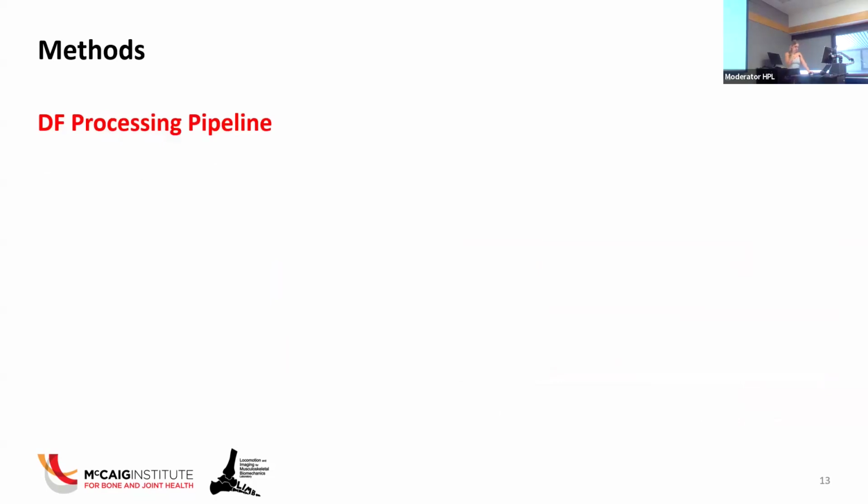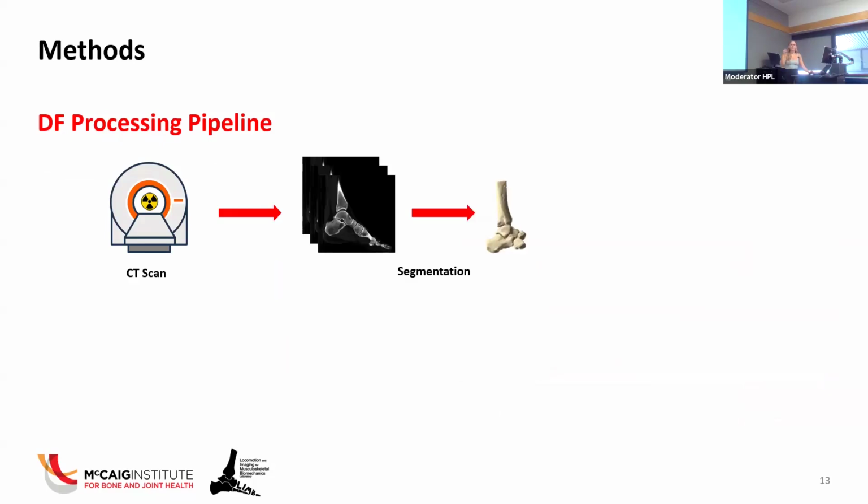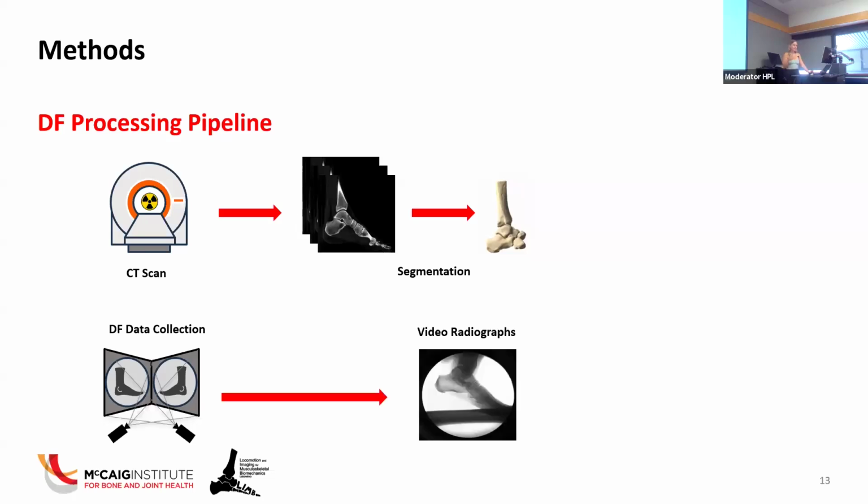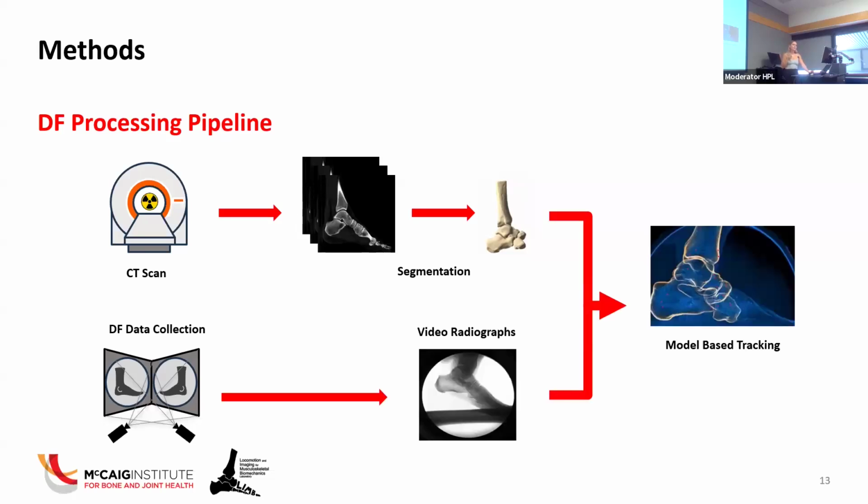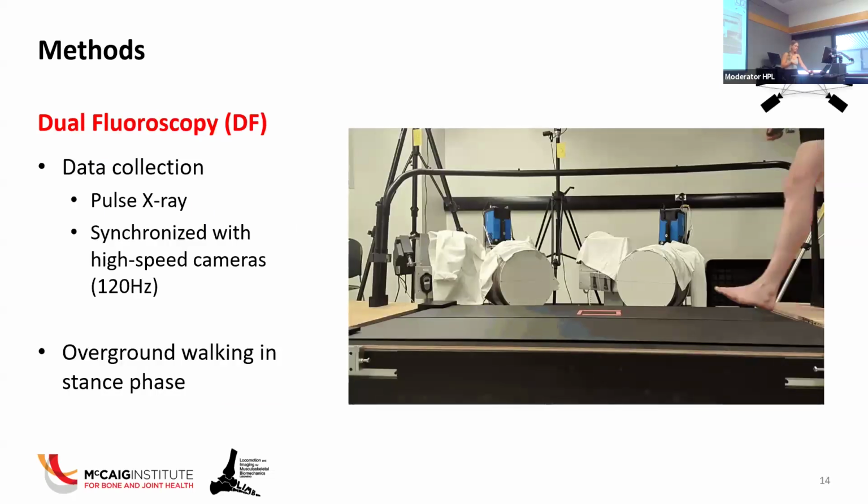Now, we've already gone through the DF processing pipeline, so I'm going to work through this a little bit faster. But we have those 2 parallel paths. The first is we require that CT, the computer tomography scan. We get an image stack that we can segment and then produce our 3D bone models. At the same time, we're doing the dual fluoroscopy data collection, for which we get these video radiographs, and then we take those 2 together and complete our model-based tracking.